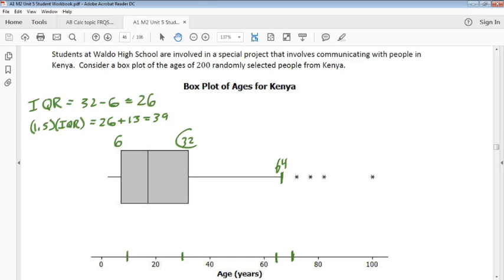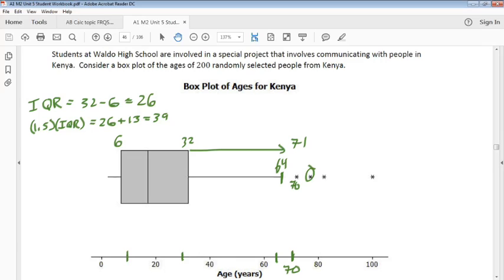What is 32 plus 39? 71. So we can go out to 71 and still not have an outlier. So what is this one approximately? That looks approximately 71, 72. Okay, well let's say it's 70. So is 70 an outlier? No, because we're allowed to go out to 71.